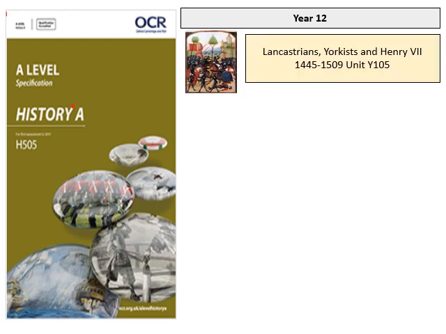So in Year 12, you will be studying Lancastrians, Yorkists and Henry VII from 1445 to 1509, Unit 105 if you want more information. In this unit, the main focus is on the War of the Roses and why these two powerful houses of the Lancastrians and the Yorkists came to blows and the bloody civil war that followed. And then finally we'll move on to look at Henry VII and the establishment of the Tudor monarchy. There's a key focus in this unit as well on primary sources and analysing primary source material.